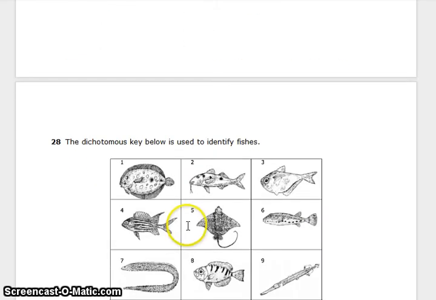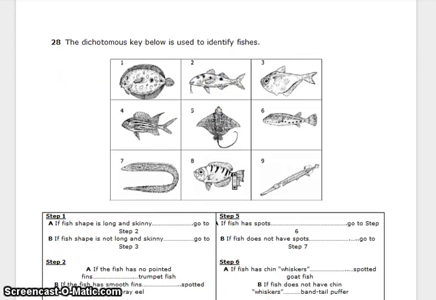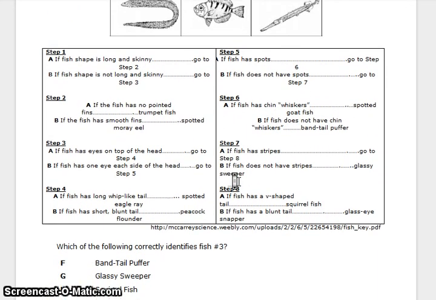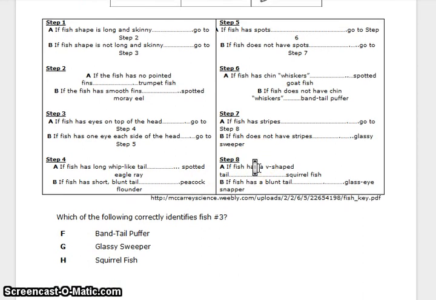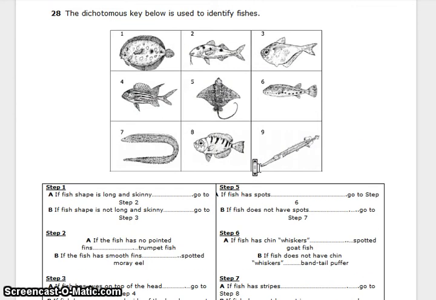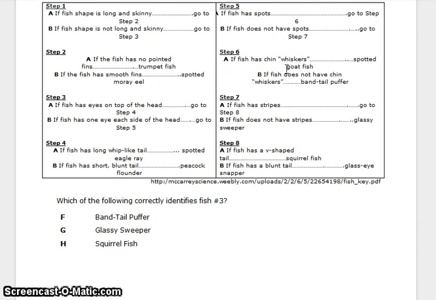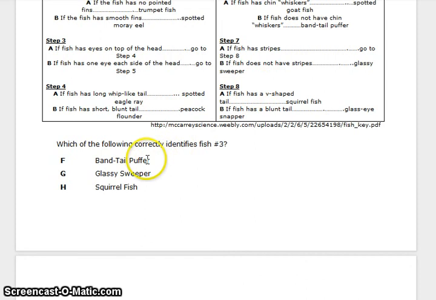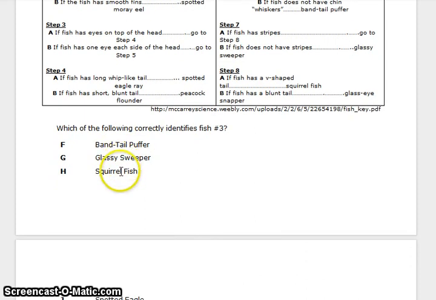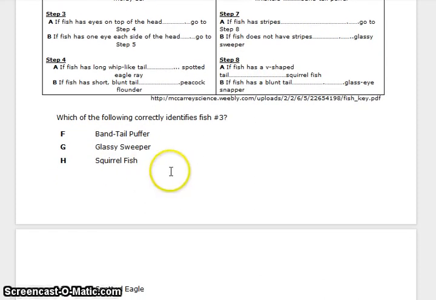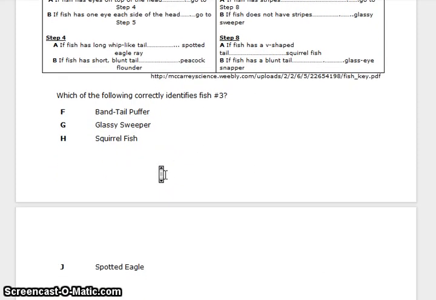28. The dichotomous key below is used to identify fishes. Which of the following correctly identifies fish number 3? F. Band-tail puffer. G. Glassy sweeper. H. Squirrelfish. J. Spotted eagle.